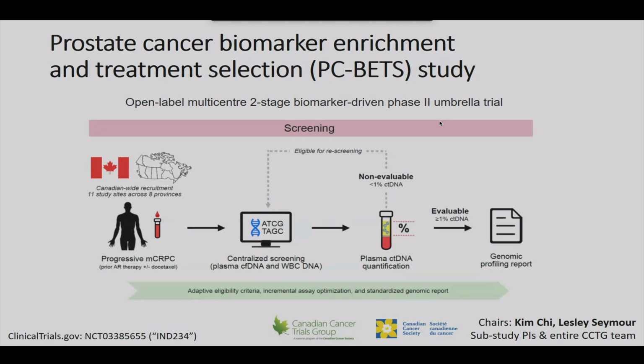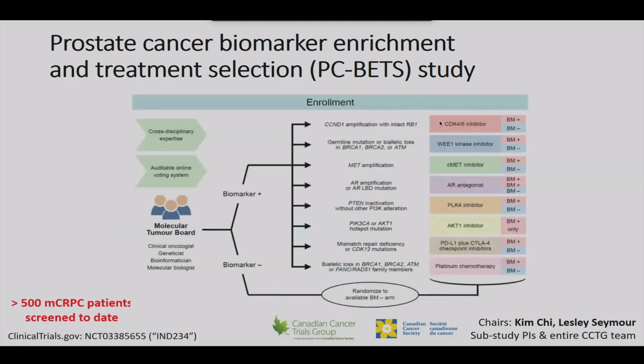And on the basis of the genomic profiling report, this is metastatic castration-resistant prostate cancer, these patients are then stratified onto different treatment arms. And we've actually now screened, I think, more than 500 patients across Canada over the last few years. And these patients get matched with different treatments depending on the molecular profile of their ctDNA.